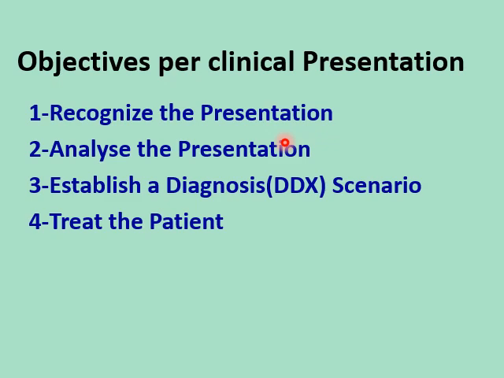Other signs in the examination: you should check the temperature, because it is very essential in the replacement of fluid. Each degree above 38 should be replaced by 10 to 12% of the maintenance fluid requirement. Other things, examine the heart, examine the lung, and any problem in the respiratory or cardiac systems. Examine the abdomen, especially for distension, and check for the bowel sound.